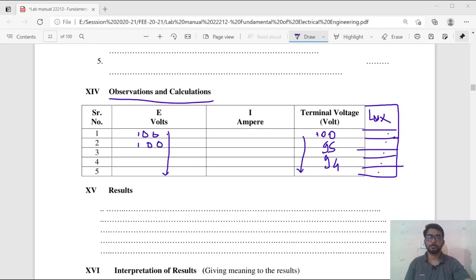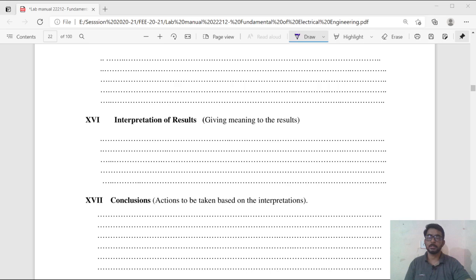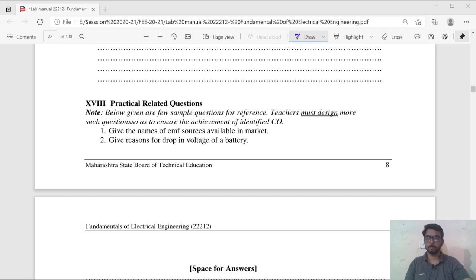Put the result here, put the interpretation of the result here, and put the conclusion here. Then come the practical related questions. Faculties may also give some extra questions other than these two parts.